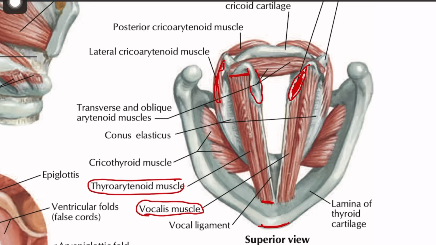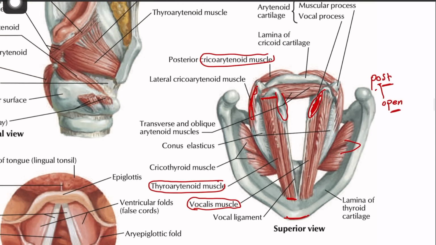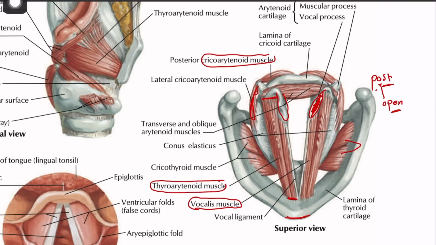So we have two posterior cricoarytenoid muscles, and these muscles usually open the vocal cord. Okay, two posterior cricoarytenoid muscles, and these open the vocal cord. And you have two lateral cricoarytenoid muscles as well, and these close the vocal cords. Great. So all of them are supplied by the recurrent laryngeal nerve.